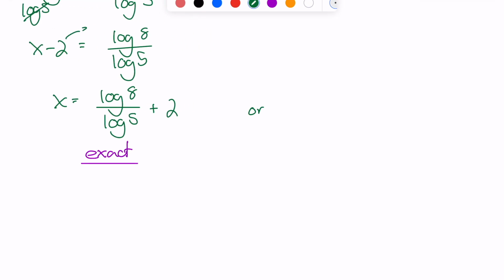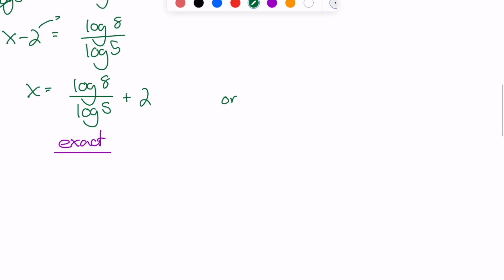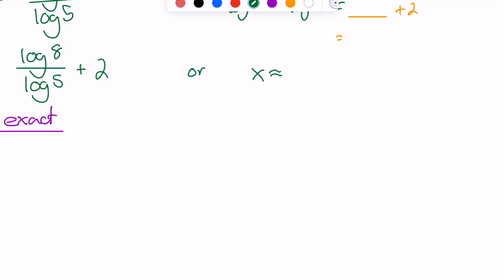Or if you are giving it as an approximate, just try it out for yourself, put it in your calculator. So x is approximately equal to, well, you'll type in log 8 divided by log 5, hit the equal sign. I do that because then BEDMAS isn't an issue. Whatever number you get here, then just add 2 to it and hit equals again. And if you do that, you're going to get approximately 3.292. So try it for yourself, see if you get the same answer, okay?